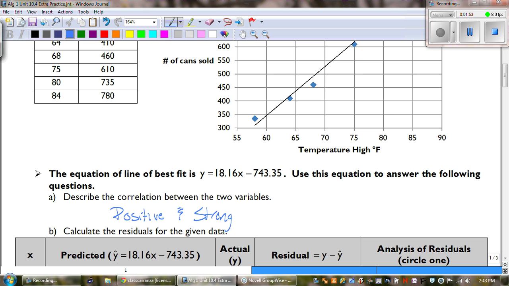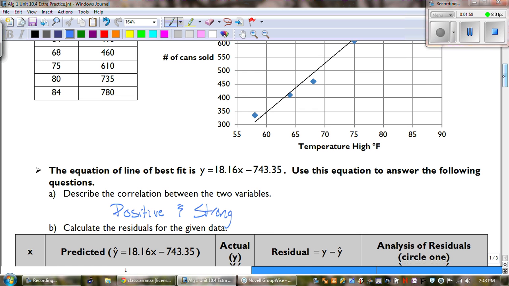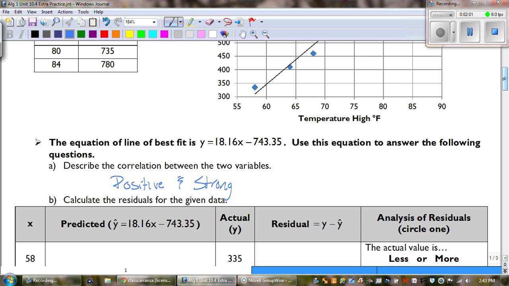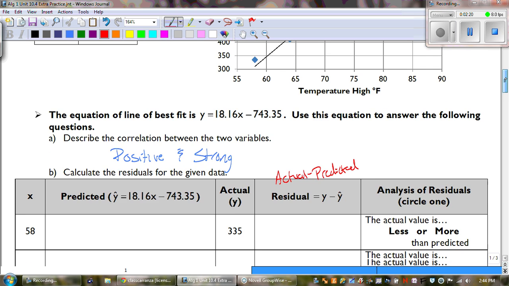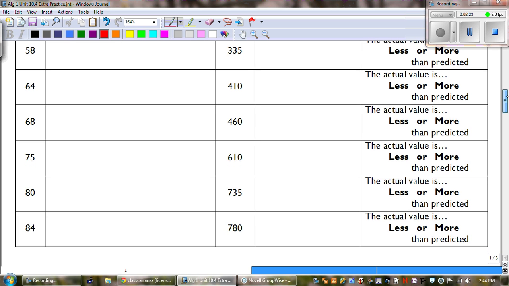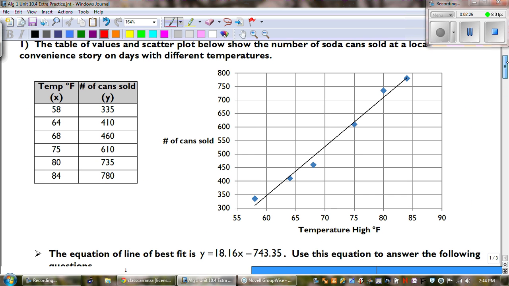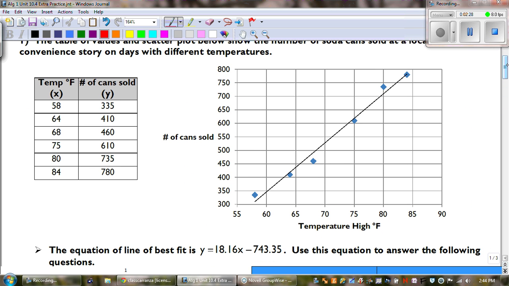All right, part B. Calculate the residuals for the given data. So remember that we're going to be plugging in to find the predicted, and then to find the residual, we do the actual minus the predicted. Okay, so this is the actual minus predicted. Okay, now before we go through and figure out which ones are less and which ones are more, let's take a look at the graph.